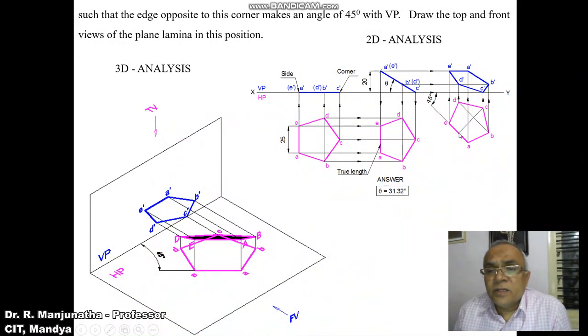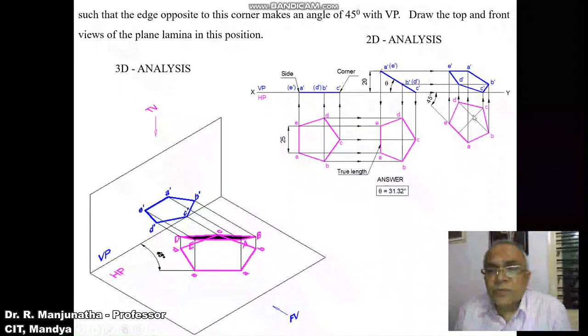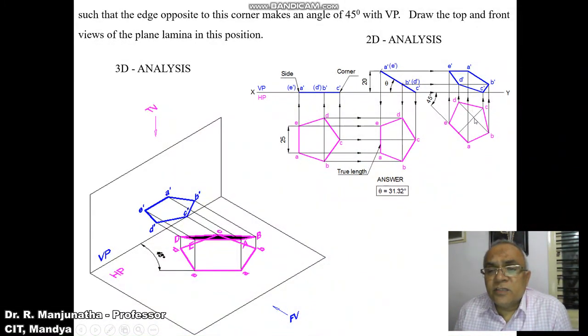Then draw a vertical projector which is perpendicular to the XY line. That means you are joining to the point, drawing a perpendicular with respect to EE. Then you measure the distance from this point to C, and from here you transfer it onto this side, so you're going to get C. Then once you get C, you measure the distance from this point to this point, then from this point you cut an arc, so you're going to get this point.